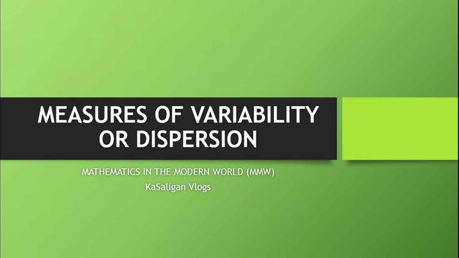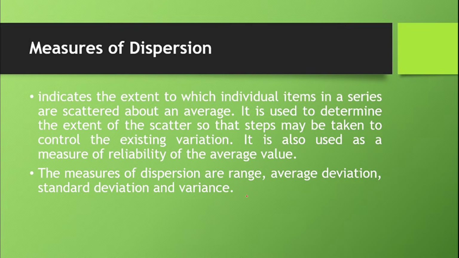This is Kasaligan Vlogs. Today we'll be talking about measures of variability or dispersion, and this subject is mathematics in the modern world. So, measures of dispersion. It indicates the extent to which individual items in a series are scattered about an average. It is used to determine the extent of scatter so that steps may be taken to control the existing variation. It is also used as a measure of reliability of average value.